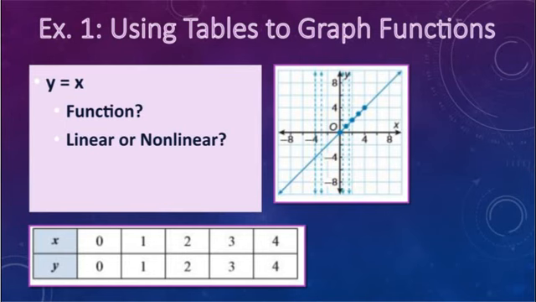Is it a function? For it to be a function, one x can have only one y value. And so you can use the vertical line test. Here you can see they're using the vertical line test. It only crosses this line once right here. If you did another vertical line test like here, it only crosses once right there. So as long as a vertical line touches the graph in only one place, it is a function. So yes, this is a function.